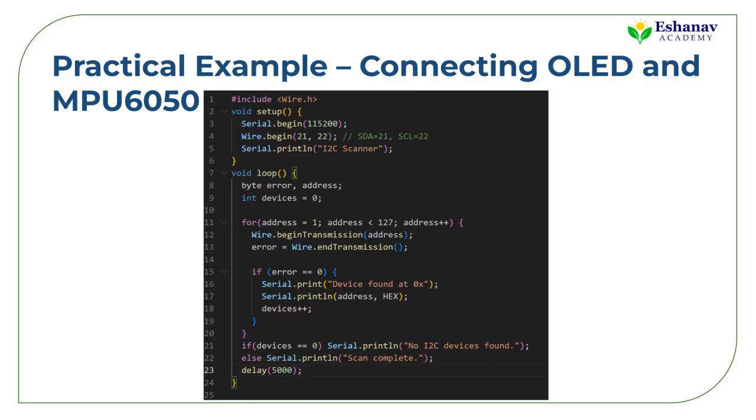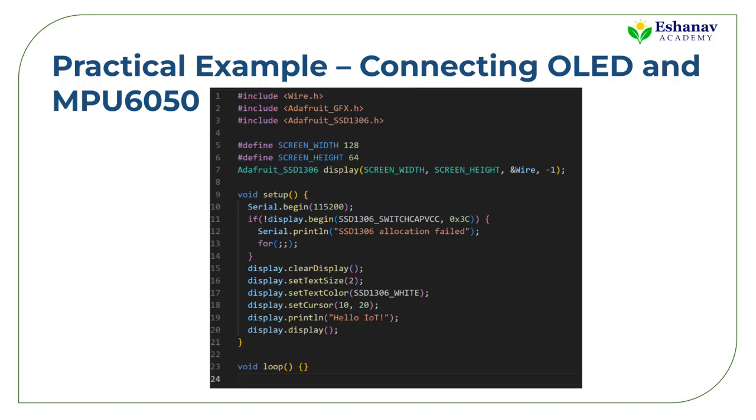In the loop, it tries every possible address from 1 to 126. If a device responds without error, the address is printed on the serial monitor in hexadecimal. In the sample output, we see 2 devices: the OLED display at address 0x3C and the MPU6050 sensor at 0x68. If no devices are detected, a message is shown. The scan repeats every 5 seconds, ensuring your I2C peripherals are correctly connected and active.